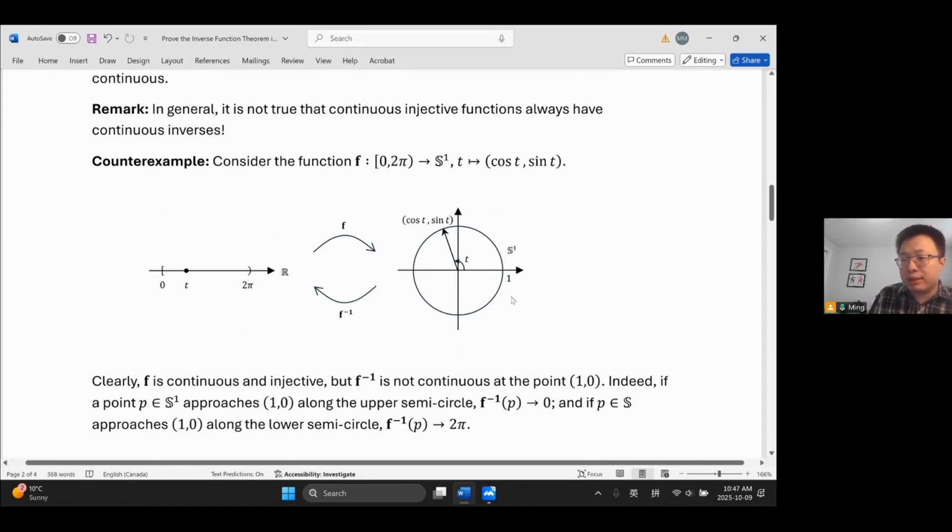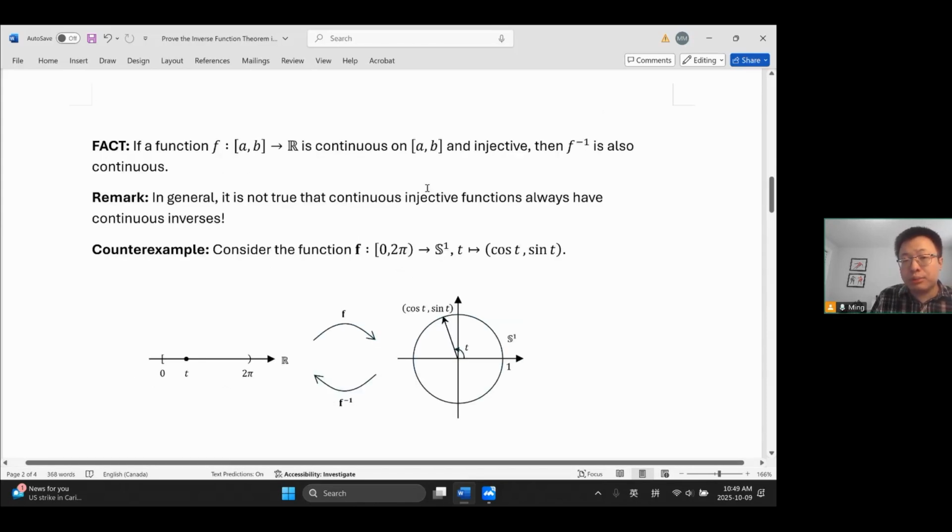So the problem arises at the point (1, 0). Imagine a point P on the unit circle approaches the point (1, 0) from above, then the f inverse of P would approach 0. On the other hand, if the point P approaches (1, 0) from below, then f inverse of P would approach 2 pi. To summarize, approaching the point (1, 0) from two different directions gives two different limiting values of f inverse. F inverse does not have a limit at (1, 0), and therefore f inverse is discontinuous at (1, 0).